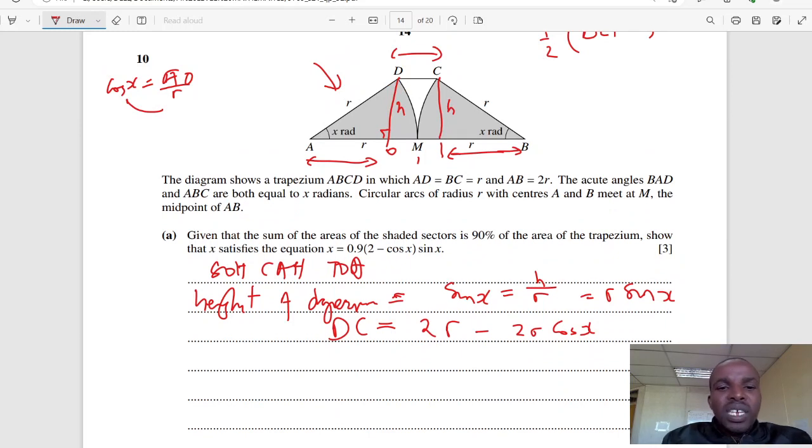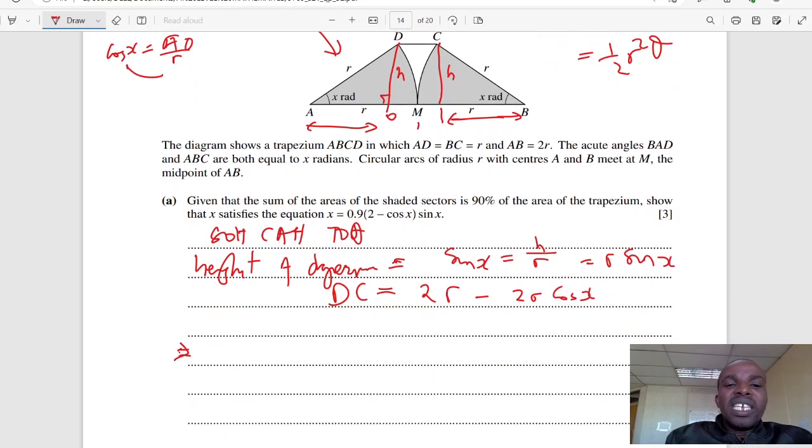Then for the sum of the areas of the sectors, for a sector, it's half R squared theta. That's the area of a sector, half R squared theta. So now I can apply it. These are 3 marks. I can say now, given that the sum of the areas, which means there are 2 sectors here, times half R squared theta, where the radius is R and theta is x, is equal to what? The sum of the areas of the shaded sectors, so 2 times, is equal to 90%, that is 0.9 of what? The area of the trapezium.